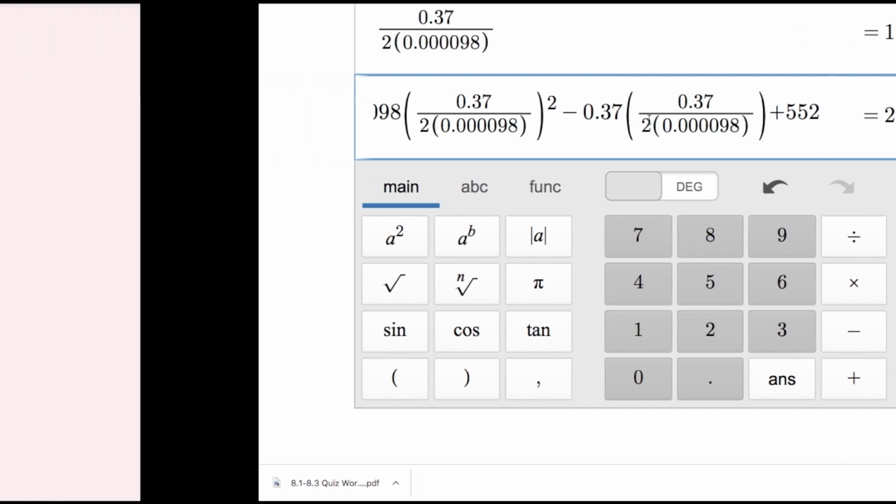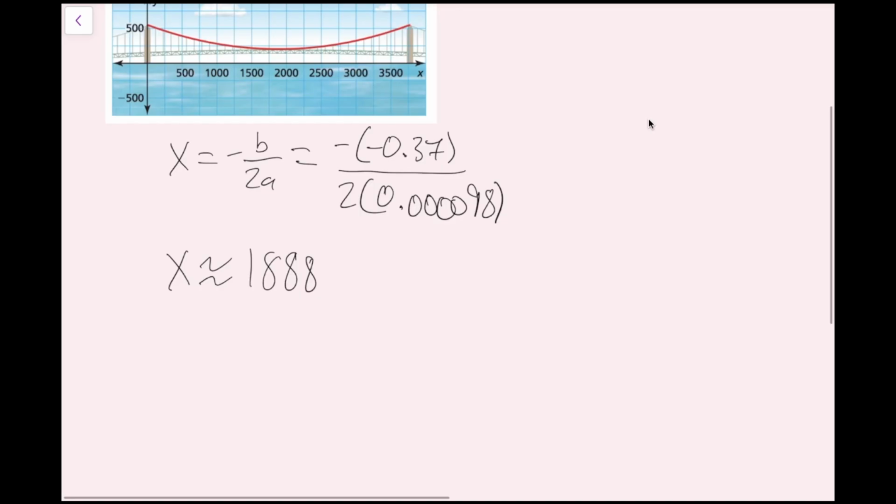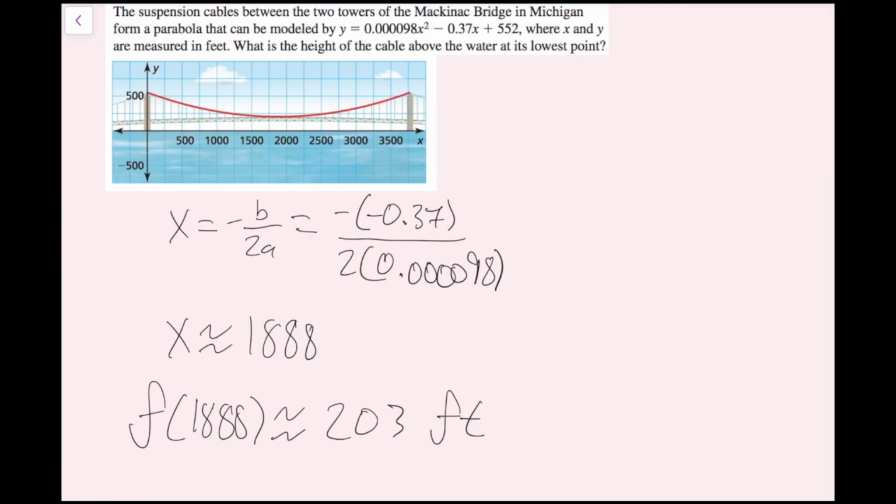So if I go back here, I know that f of 1,888 is approximately 203 feet. Anyway, we've successfully found the vertex of this parabola, and we've used it to find how tall the lowest point of the cable is above the water, and now we're done.